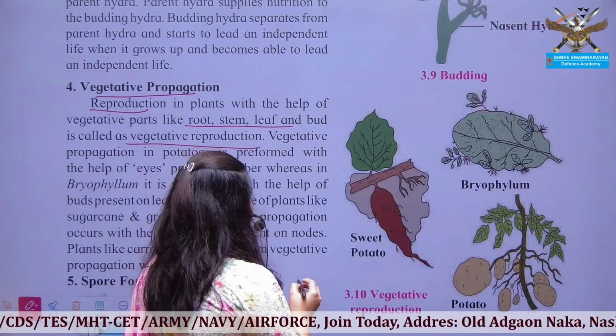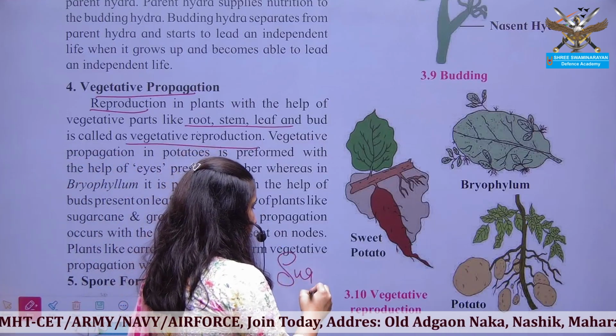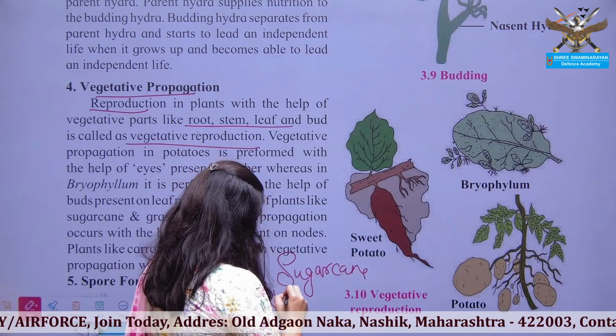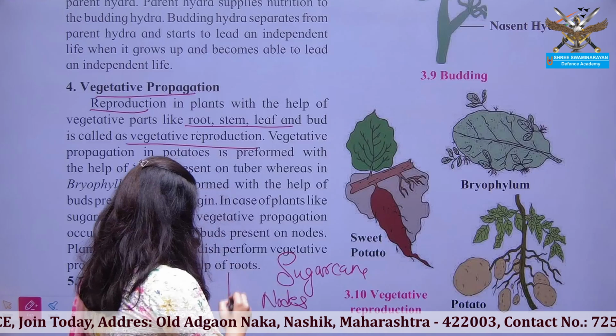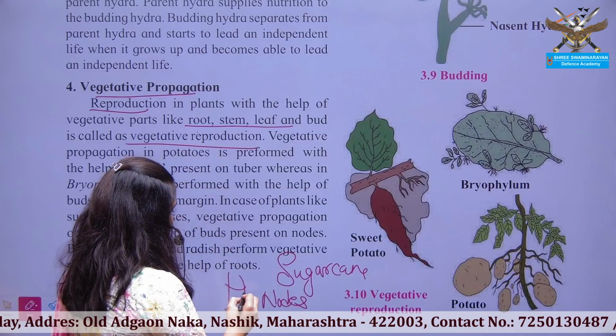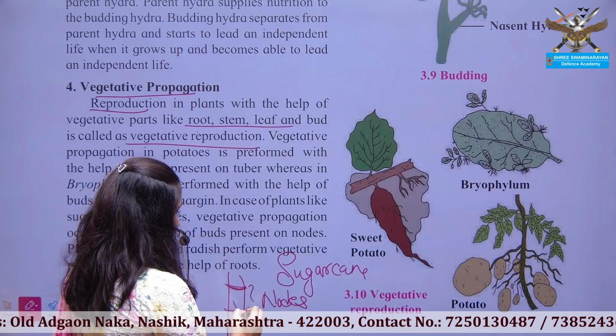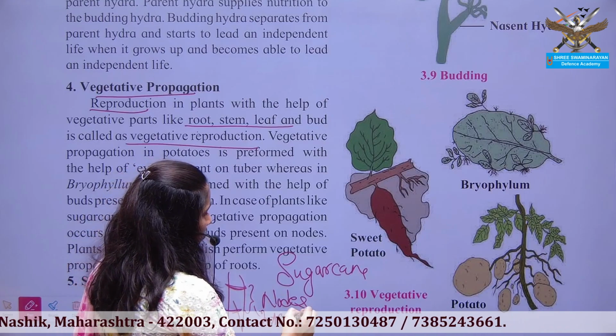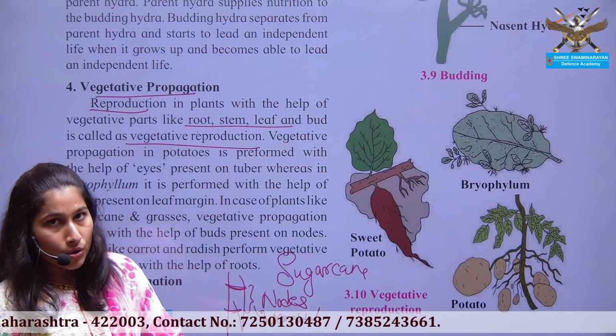So you must have seen the sugarcane plant. In the sugarcane plant there is the presence of nodes and internodes. There is the presence of these nodes, and this is known as the internode. This nodal and internodal region gives rise to a new plant.